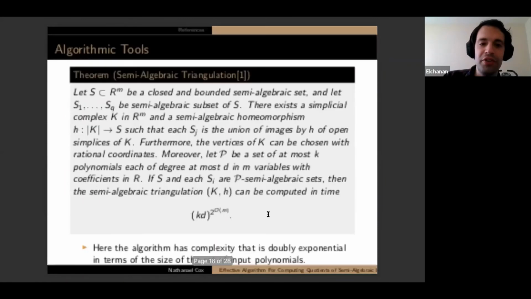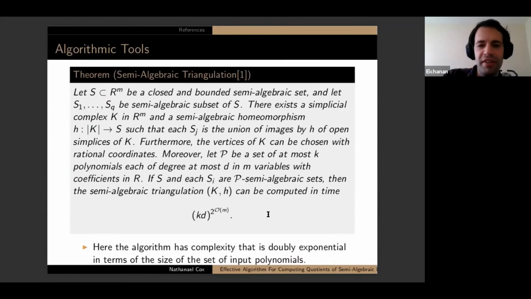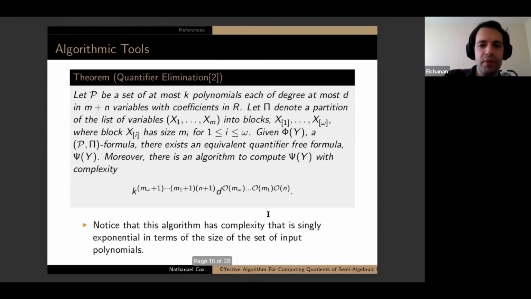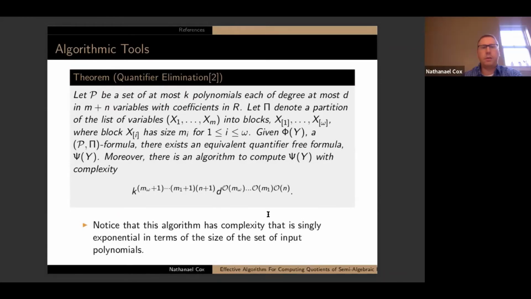Nathanael, can I ask a quick question? Yes. If you go back to the slide on quantifier elimination, what happens to the size of the polynomials under the quantifier elimination procedure? Is that where the complexity comes from? Correct, yeah. In general, for most of these algorithms, the size of the set of output polynomials is of the same order as the complexity of the algorithm. Thank you.